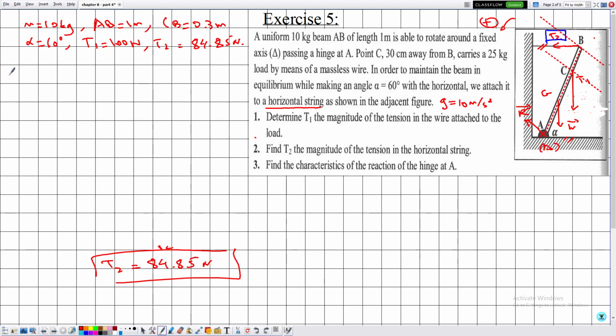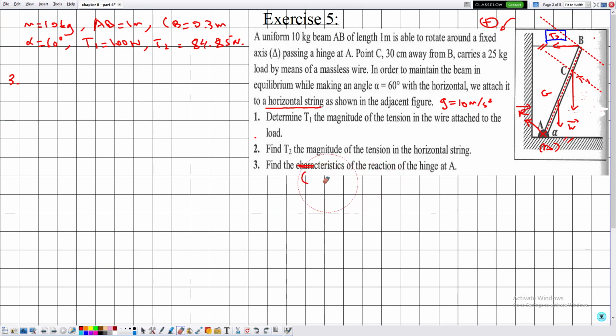And now in number 3, they are telling us to find the characteristics of the reaction at the hinge A. Now let me change this question a bit. Okay, so no, it's okay. By the characteristics they mean the magnitude. Let me change it only to the magnitude. Now I will clarify.